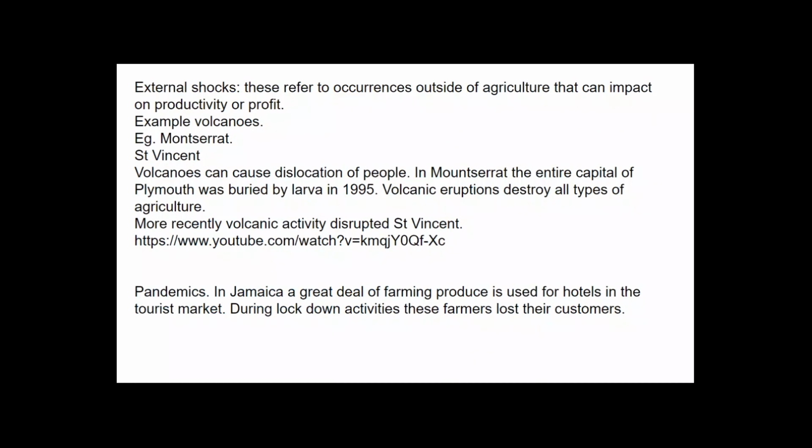And then you have external shocks, and these refer to occurrences outside of agriculture that can impact on productivity or profit. Example, volcanoes, such as Montserrat or St. Vincent. And volcanoes can cause dislocation of people. In Montserrat, the entire capital, Plymouth, was buried by lava in 1995. And volcanic eruptions destroy all types of agriculture. And more recently, volcanic activity disrupted St. Vincent.